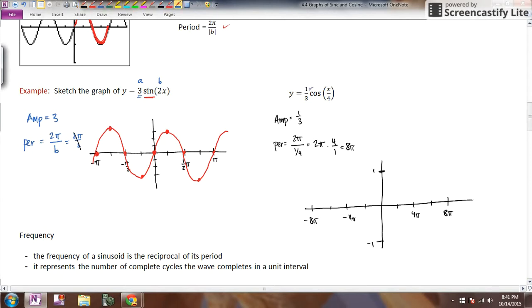So it is a cosine graph, meaning it starts at its amplitude, either positive or negative. So it'll start at 1/3. Then at the next tick mark, it's at 0. Oops, I did 1, not 1/3. That was bad. It'll start at 1/3 and then at 0. And then the next tick mark, negative 1/3, and then 0, and then 1/3.